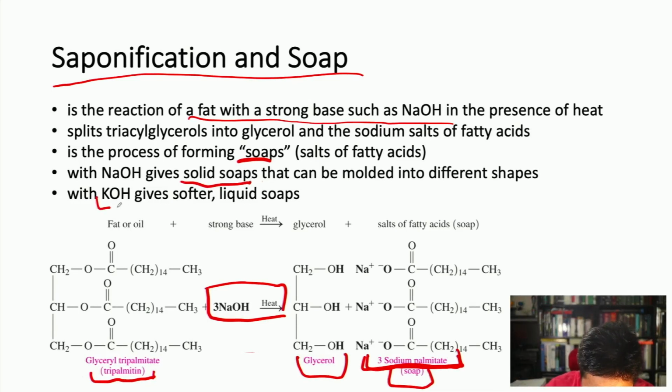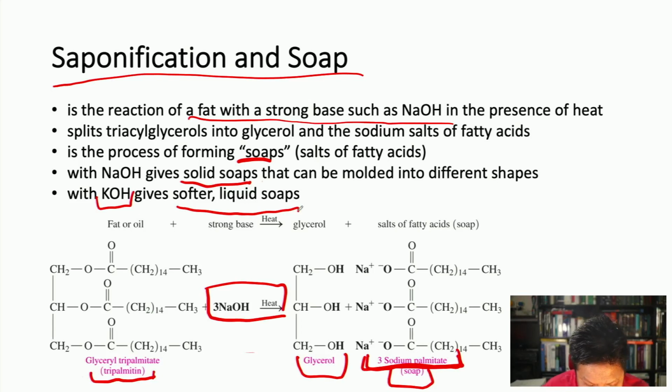Whereas if you use KOH, a slightly weaker base, right? I was about to say hydroxide, but they both have hydroxide. KOH is potassium hydroxide, which is slightly weaker than sodium hydroxide. That's how you get like softer liquid soaps, right? Softer liquid soaps. Cool stuff, cool stuff.